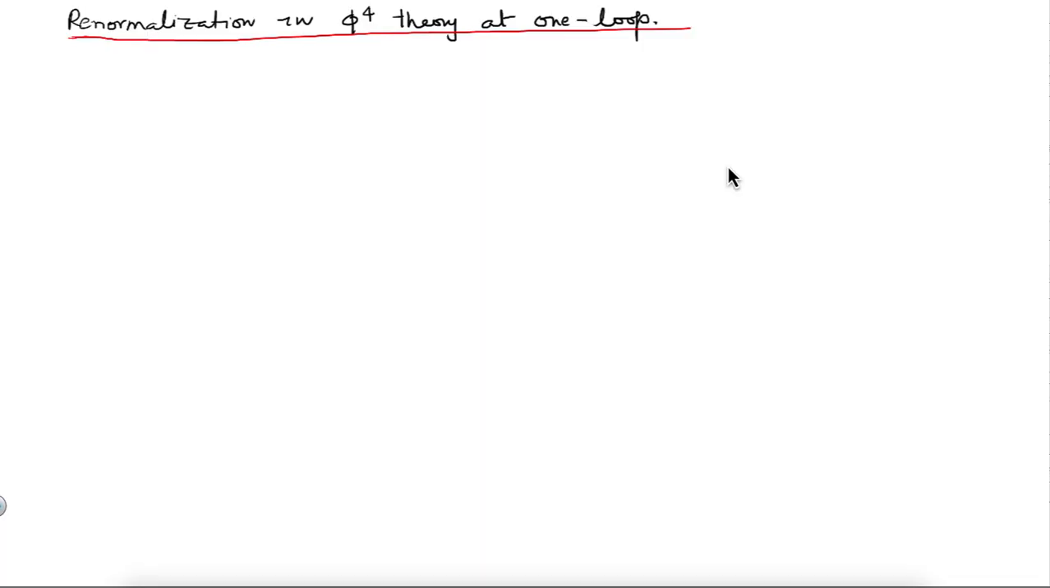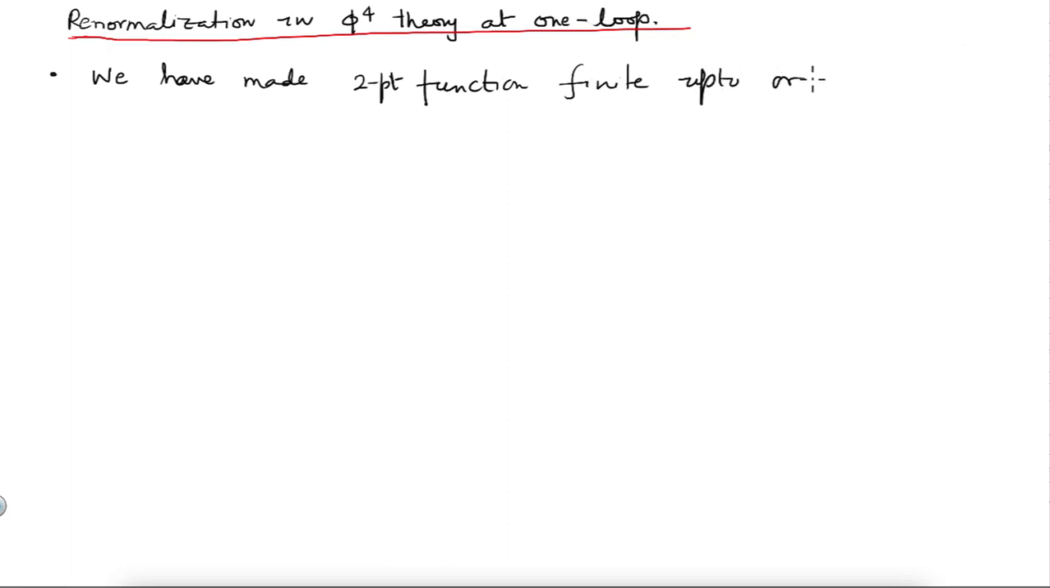Let's review what we have done so far. We have succeeded in making the two-point function finite up to order lambda r. Remember, lambda r and mr are finite parameters. They have finite values, and the lambda and m which you had in the original theory become infinite as epsilon goes to zero. That is what we have seen.